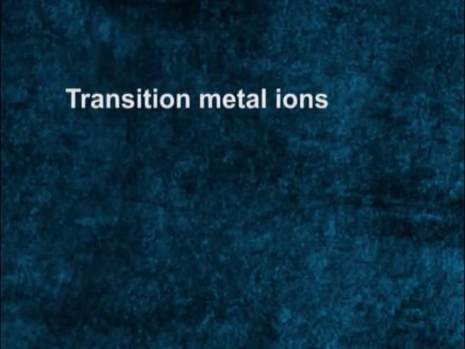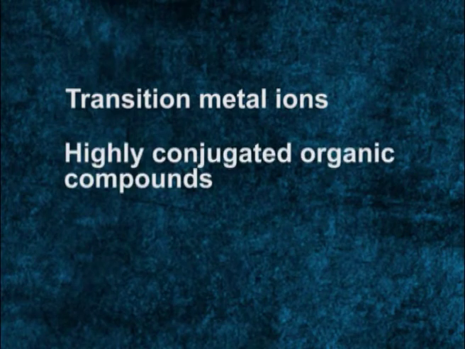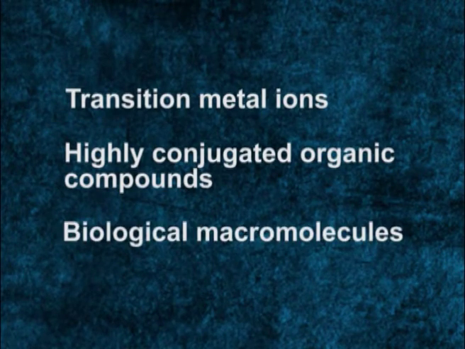UV visible spectroscopy is useful in analytical chemistry for the quantitative determination of different analytes such as transition metal ions, highly conjugated organic compounds and biological macromolecules.